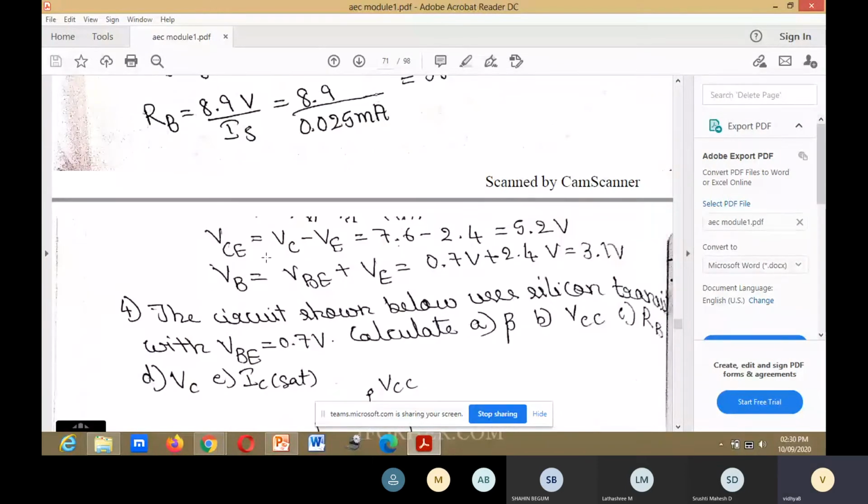Next, VCE is equal to VC minus VE. VC value is 7.6 and VE value is 2.4. You'll get 5.2 volt. Next, VB is equal to VBE plus VE. VBE value is 0.7 volt and VE value is 2.4 volt. You'll get VB value as 3.1 volt.